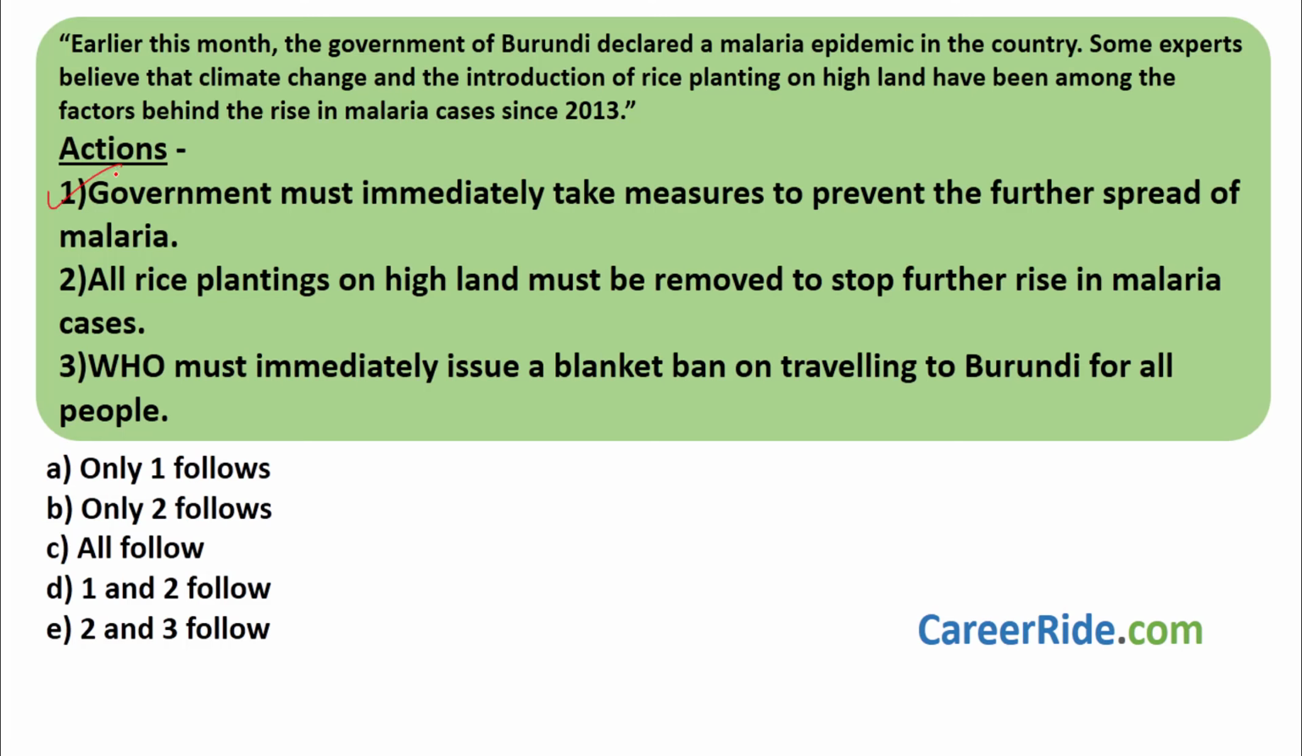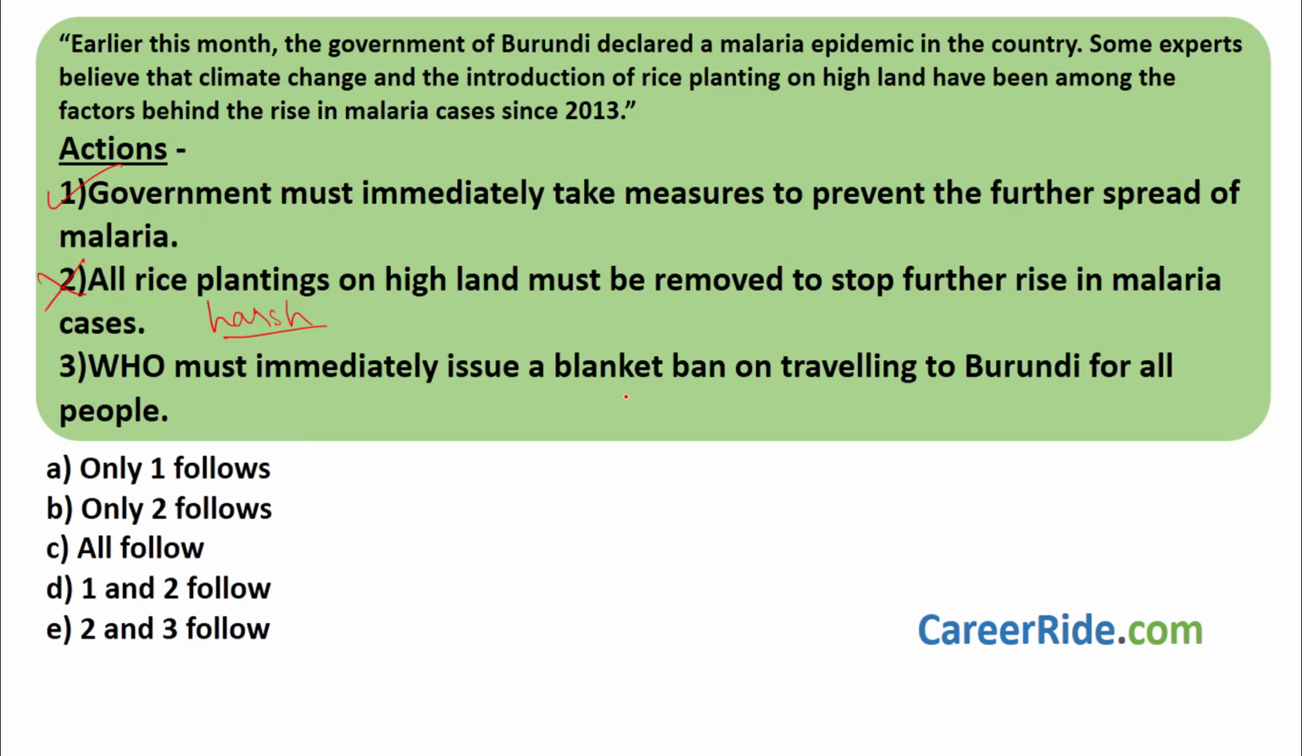This is a practical action, so this can be taken. So this is a valid action. All rice plantings on high land must be removed to stop further rise in malaria cases. Now rice plantings means agriculture, food development. So instead of removing, this is a very harsh action. Instead of removing all those things, what you can do is make sure that they are disinfected. So this should not be taken.